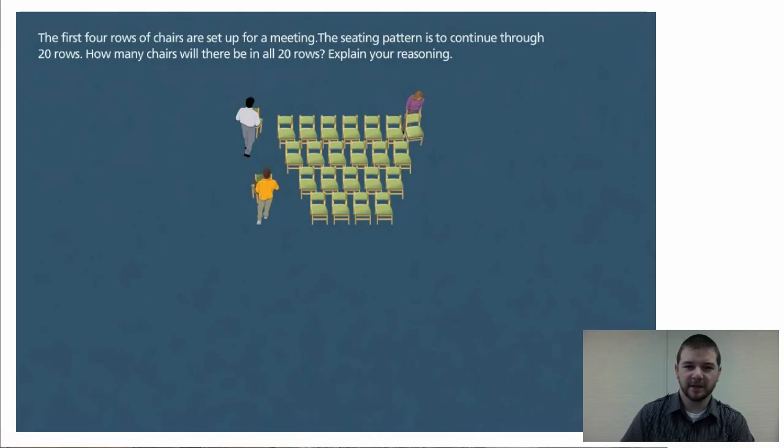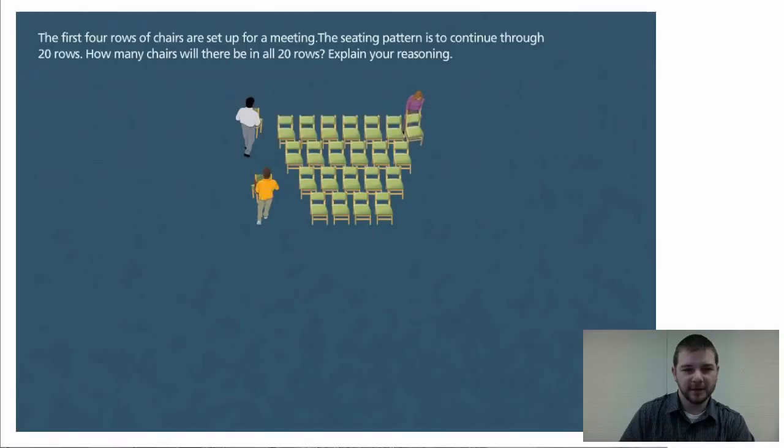Consider this Solve It problem. The first 4 rows of chairs are set up for a meeting. The seating pattern is to continue through 20 rows. How many chairs will there be in all 20 rows? Explain your reasoning.